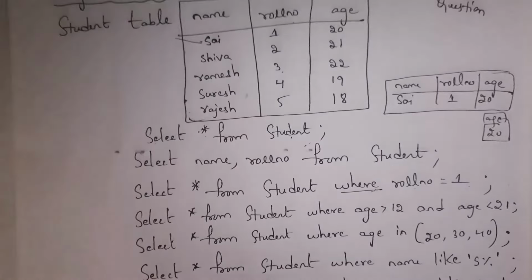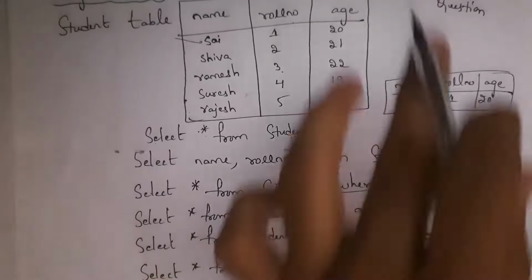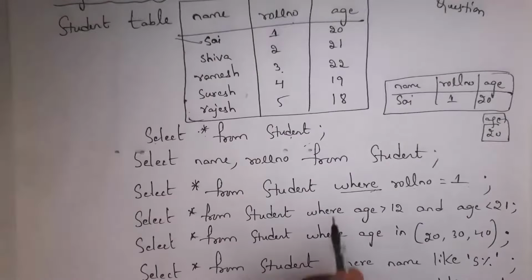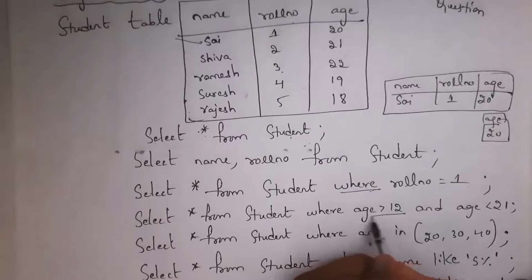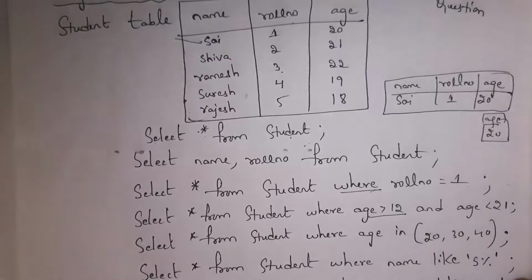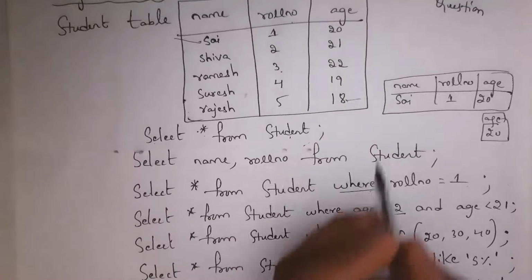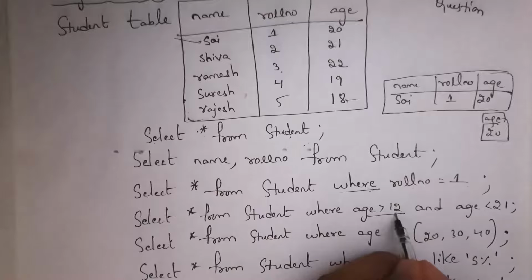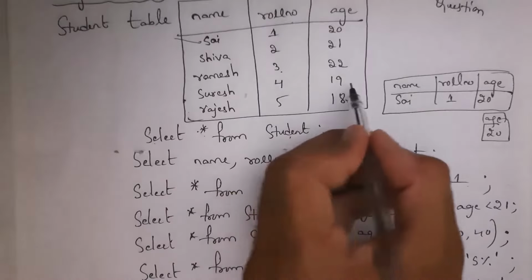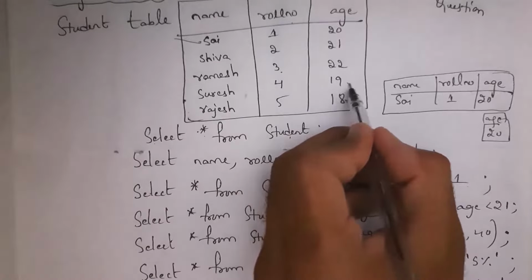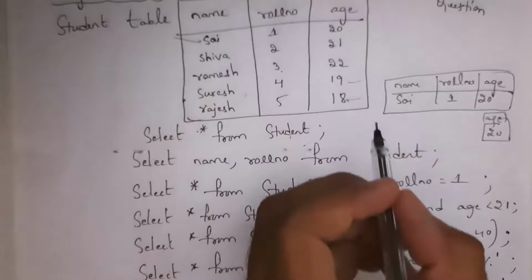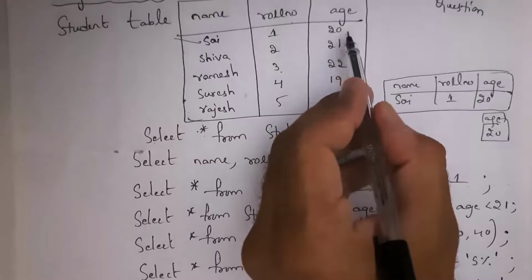So I have written here select star, star means complete columns, from student where age is greater than 12 and age is less than 21. If you observe this table, age is 18. Yes, 18 is greater than 12 and less than 21. 19 is greater than 12 and less than 21, accepted. Sai age 20. 20 is greater than 12 and less than 21, accepted.